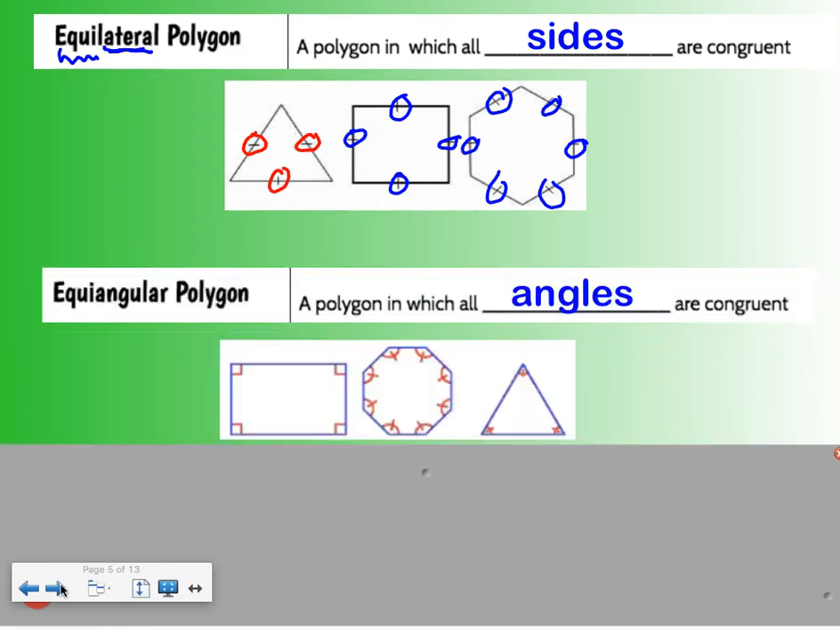Similarly, equiangular, again, looks like equal angles.